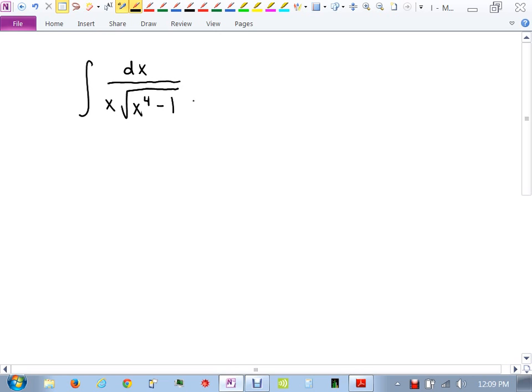Okay, you want to let x to the fourth minus 1 be u, but then the derivative of x to the fourth minus 1 is what? 4x cubed? I don't see an x cubed anywhere. Do you? Okay, so we could try it, but I'm just thinking out loud here. I don't see the derivative of x to the fourth minus 1 there.